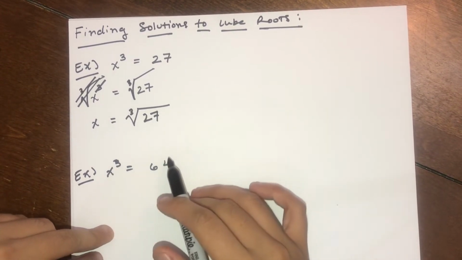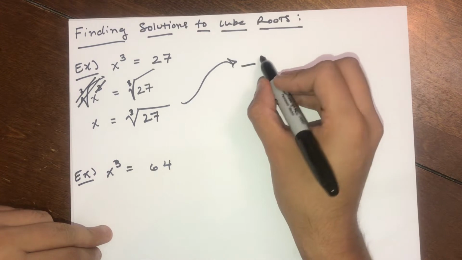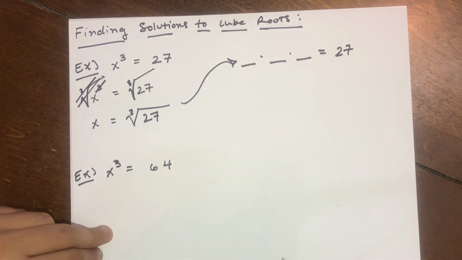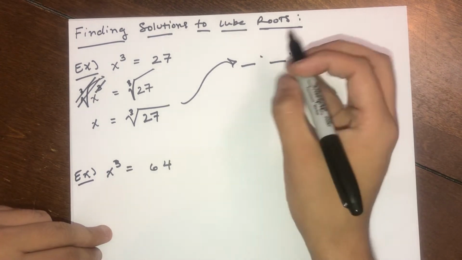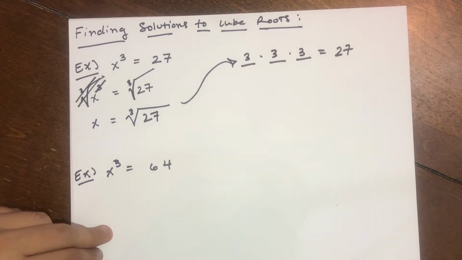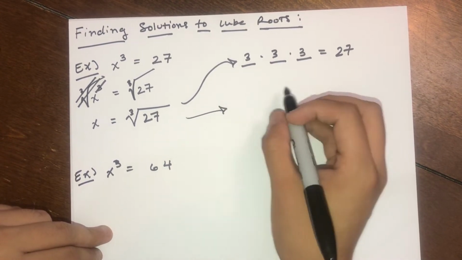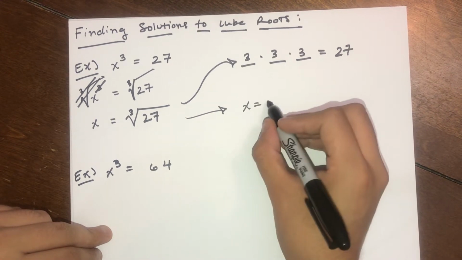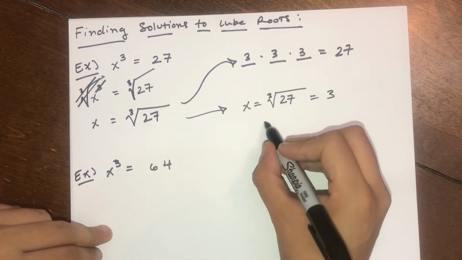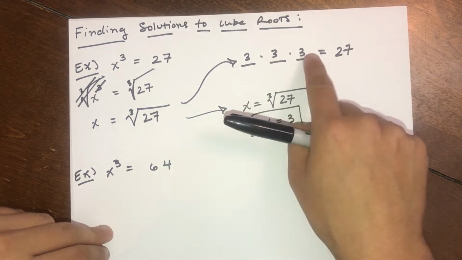But what is the cube root of 27? Well, the cube root of 27 is just the number where when you multiply it by itself 3 times, you get 27. Okay, and if you're comfortable with your multiples of 3, you'll know that this is going to be 3 times 3 times 3. Okay, and 3 times 3 is 9, times 3 is 27. Okay, so that's why x equals the cube root of 27 is just 3. So x equals 3. Okay, because it's 3 times 3 times 3.